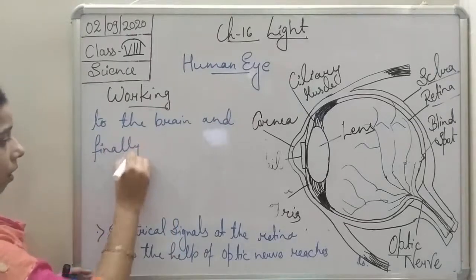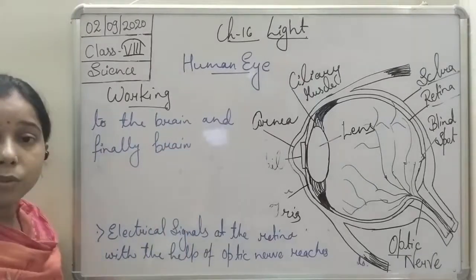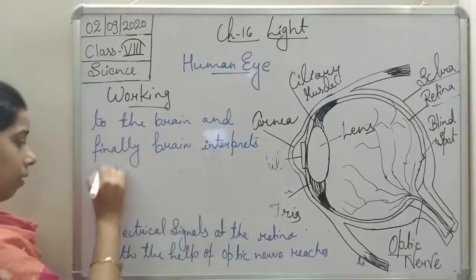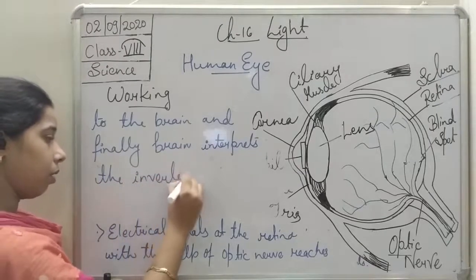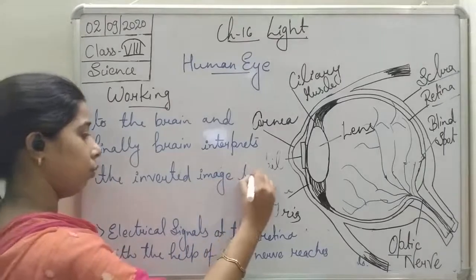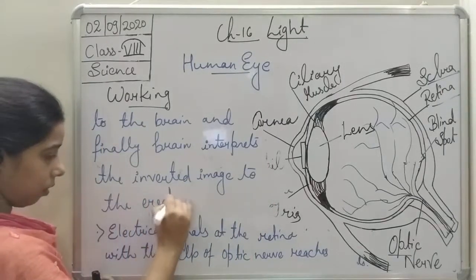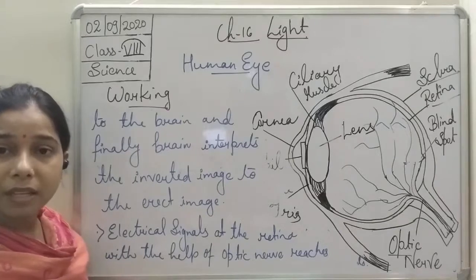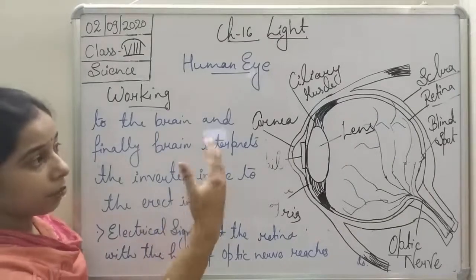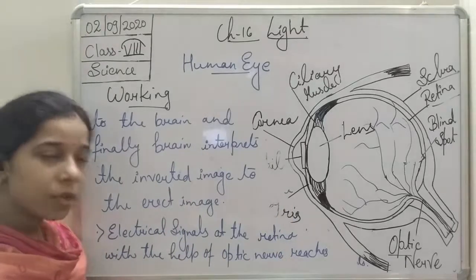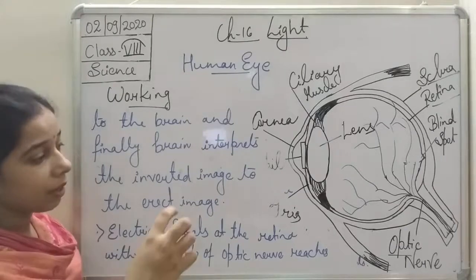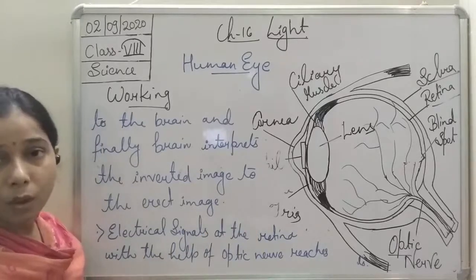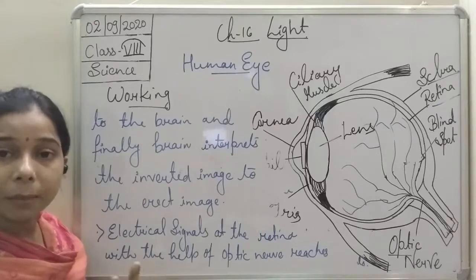And finally, it is the brain only which interprets the inverted image to the erect image. Okay, so when the light rays enter the eye, the image is formed at the retina. The electrical signals formed by the retina are carried in the form of electrical impulses by the optic nerve to the brain. And it is the brain only which interprets the inverted image to the erect one.